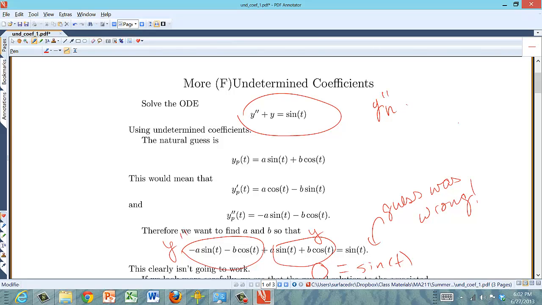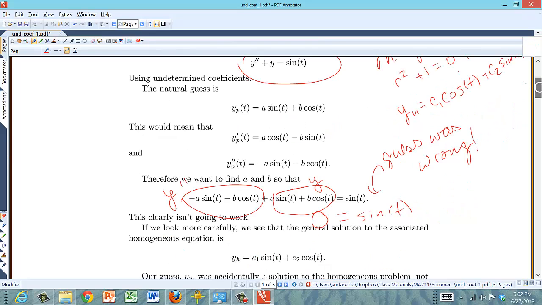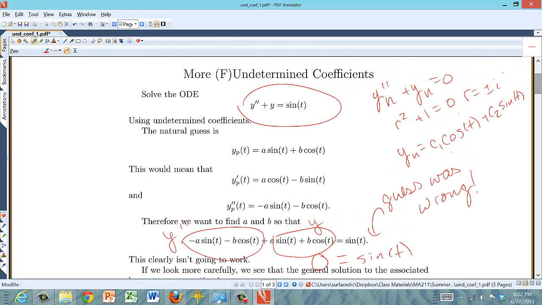So yh double prime plus yh equals 0. So the characteristic equation is r squared plus 1 equals 0. That has roots plus or minus i. And so the general solution is yh equals c1 cosine t plus c2 sine t. So what's that mean? It means anything in the form a constant times cosine t plus a constant times sine t is going to solve this associated homogeneous equation.